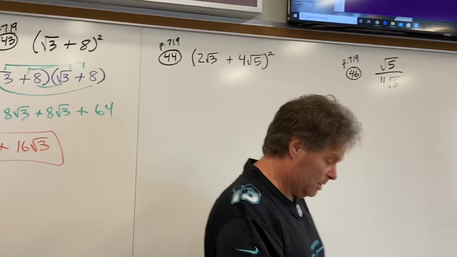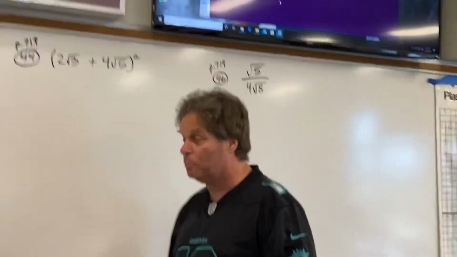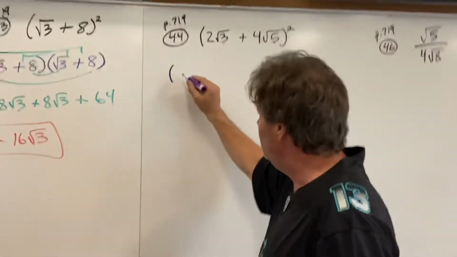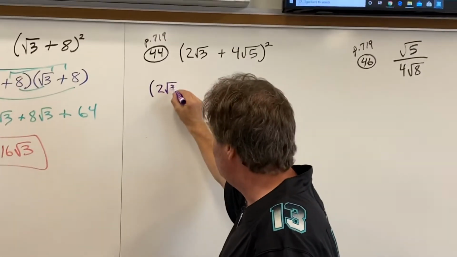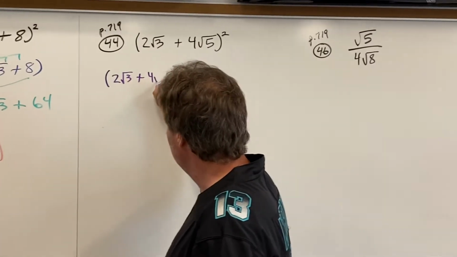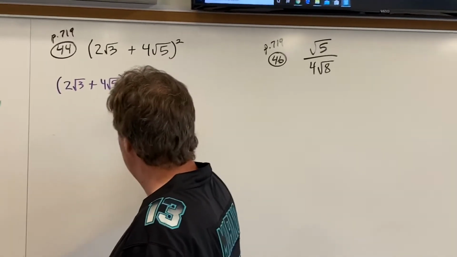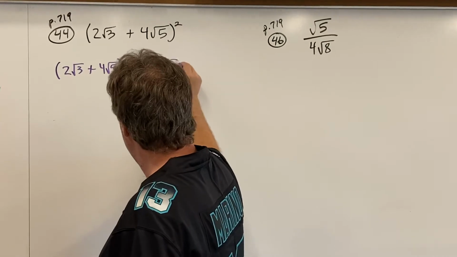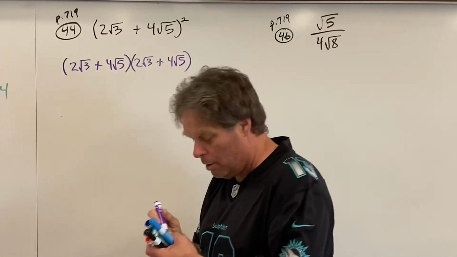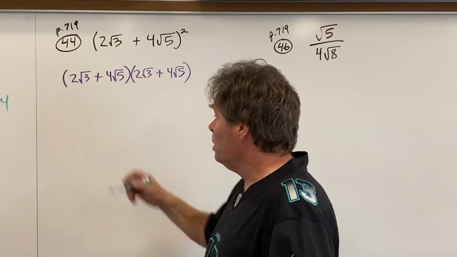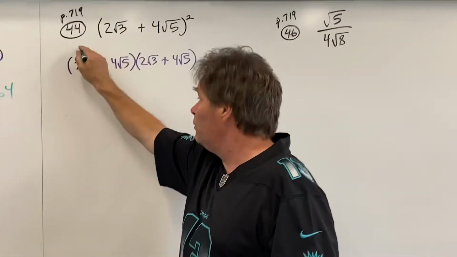Okay, this one, we did an example kind of like this one last time. It's also squared, so we have to write it out twice, just like we did on the other problem. 2 root 3 plus 4 root 5 times 2 root 3 plus 4 root 5. Now, here's how it works. I'm still going to FOIL.